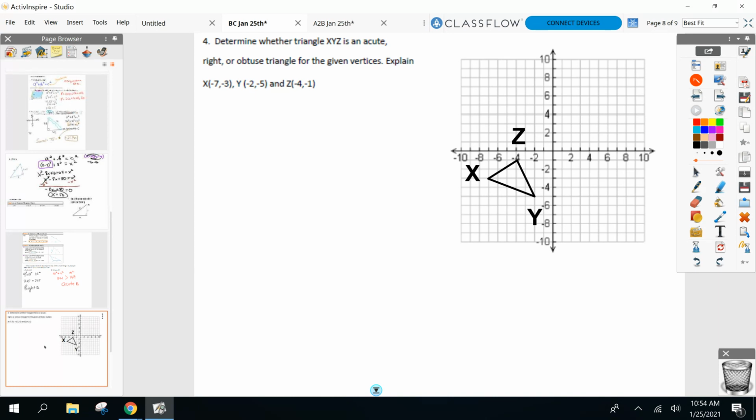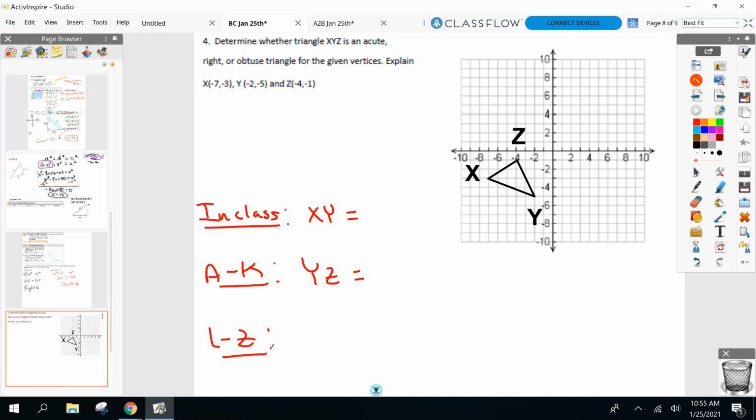Okay, so here we go. How am I going to figure out if this is acute, right, or obtuse? Well, I got to know the side lengths. How am I going to figure out the side lengths? Distance formula or Pythag, right? All right, so let's make this easy so we don't have to take the rest of the class to do all this. You guys in class, you have side XY, go. You guys at home, last names A through K, you have YZ, go. And then last names L through Z at home, you have XZ, go.